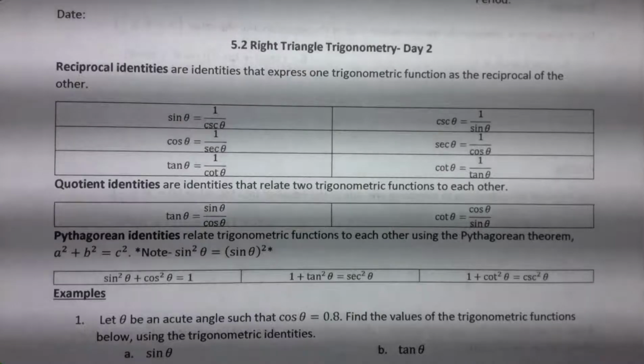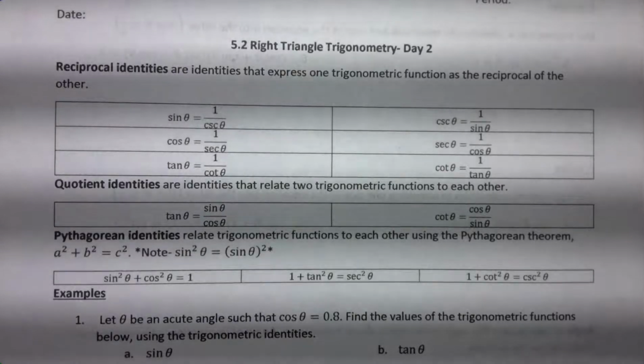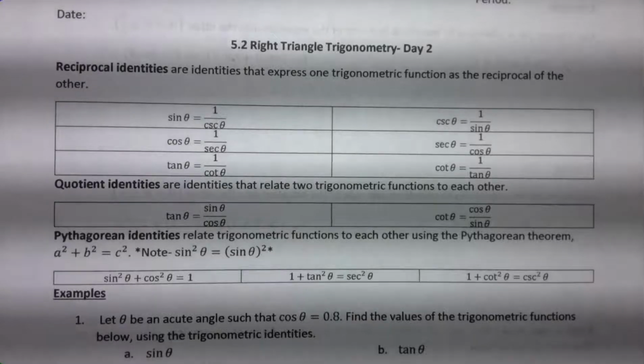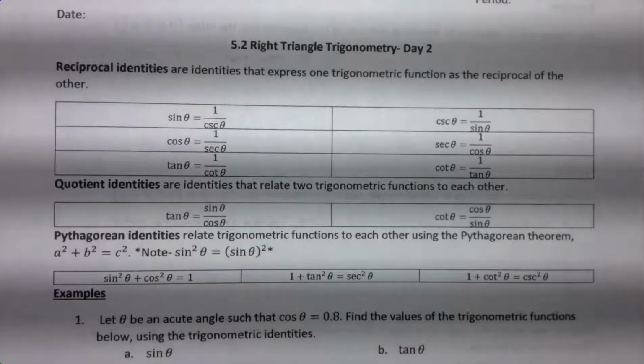Alright, so in this video I'm going to be going over 5.2, right triangle trigonometry. I am finishing up what we started yesterday. Hopefully I will be feeling good enough to come back to school on Monday, when we'll be working on graphing sine and cosine functions. So today we are focusing on identities.